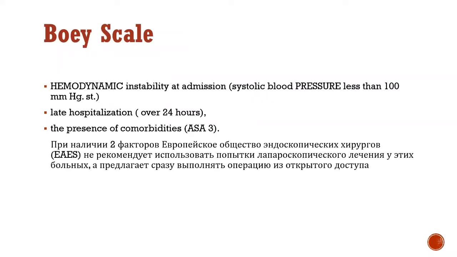And the Boey scale of contraindications: hemodynamic instability, late hospitalization, and the presence of comorbidities. Here, this is the scale of the anesthesiologic risks, stage 3. If the patient has 2 factors, the endoscopic society cannot advise to perform the laparoscopic surgery.